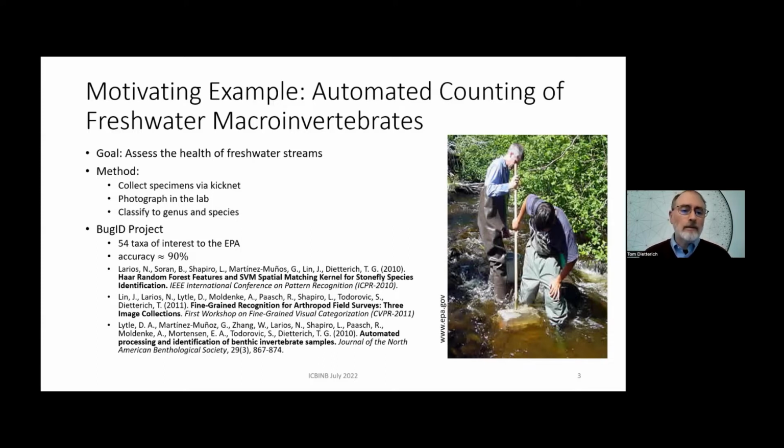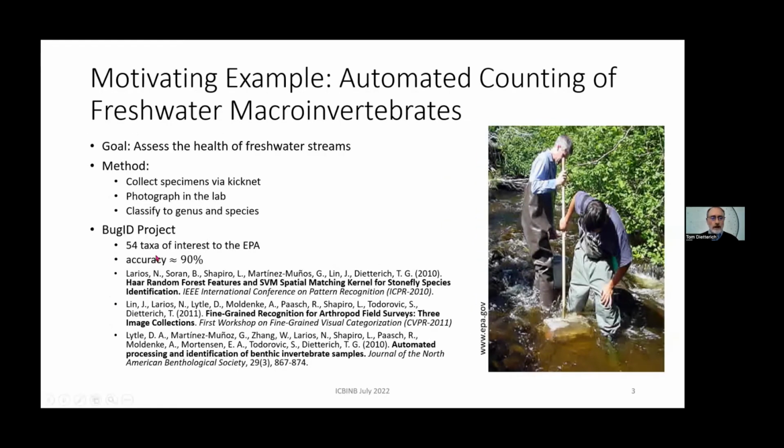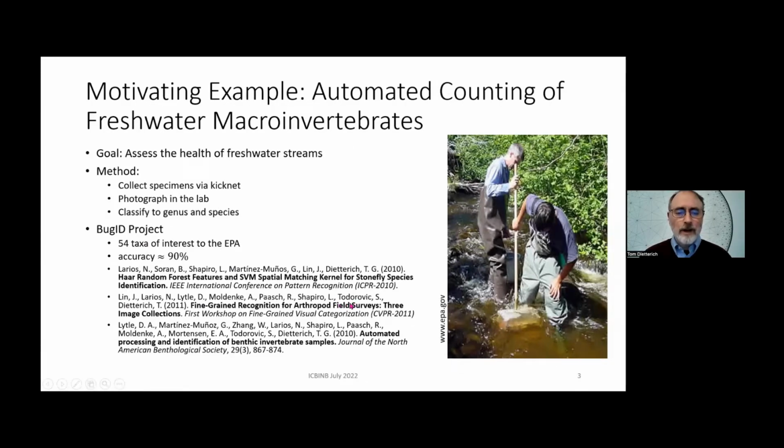My collaborators went out and collected 100 samples of each of 54 different taxonomic groups of insects that were of interest to the US Environmental Protection Agency. This was in collaboration with Linda Shapiro, who has been doing computer vision for her whole career, since I'm not really a computer vision person, more of a machine learning person, and her student Natalia Larios and some other folks. I also had help from Sinisha Todorovich and Eric Mortensen, who are computer vision researchers at Oregon State.